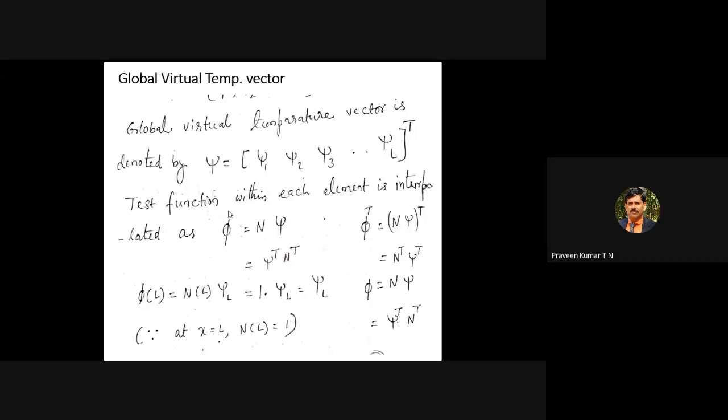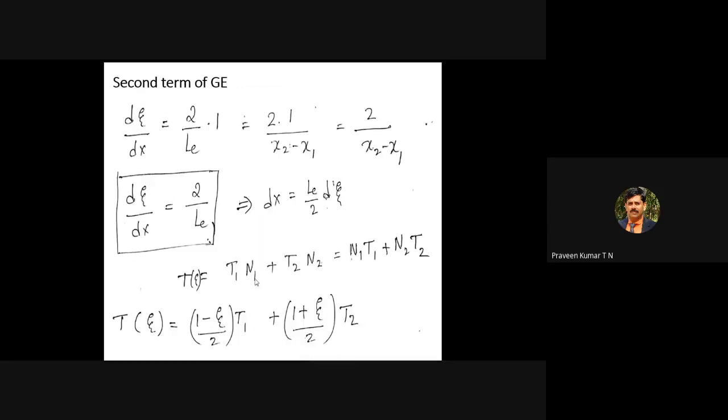Now here we have a slightly different concept. Imagine, instead of saying temperature T1 and T2, we are saying that the temperature is given by xi1, xi2, xi3 up to xi. Those are referred to as virtual temperatures, global virtual temperature. So now we are using the function phi. The phi we are writing in terms of N into xi. For the thermal element or heat element, N is given by N1 and N2. Just as you have seen N1 and N2 here. For the thermal element, the shape functions are N1 and N2. That you have to remember. N1 value is (1 minus xi) divided by 2. N2 value is (1 plus xi) divided by 2.